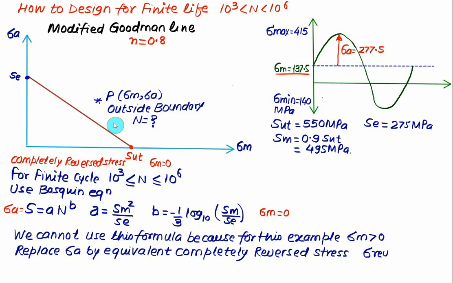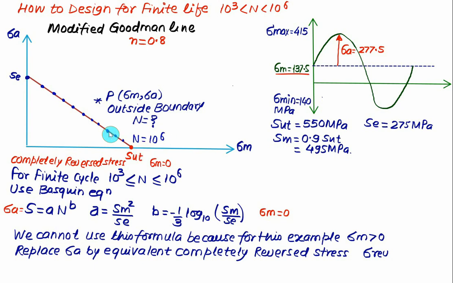So what we have to do is replace the value of sigma a by an equivalent completely reversed stress, sigma reverse. We also know that if any point is lying on the Goodman line, then it has a life equal to 10 to the power 6 cycles. So anywhere on this line, life N is equal to 10 to the power 6.